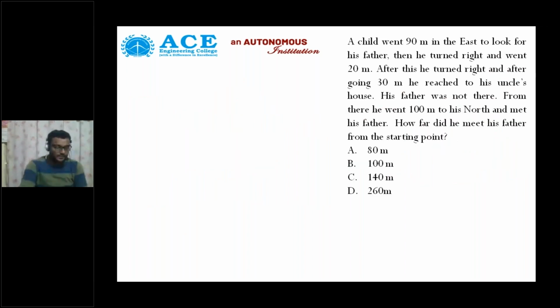This is a very important question you can find in all textbooks. In direction distance, this is one of the important ones. A child went 90 meters in the east to look for his father. This is like the Bahubali story. The child is searching for his father. So a child went 90 meters east to look for his father. He started his journey. He went 90 meters east.